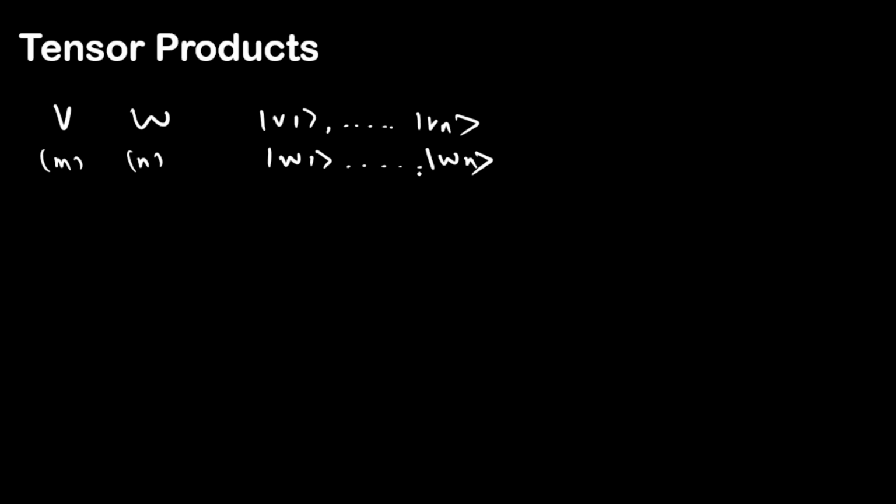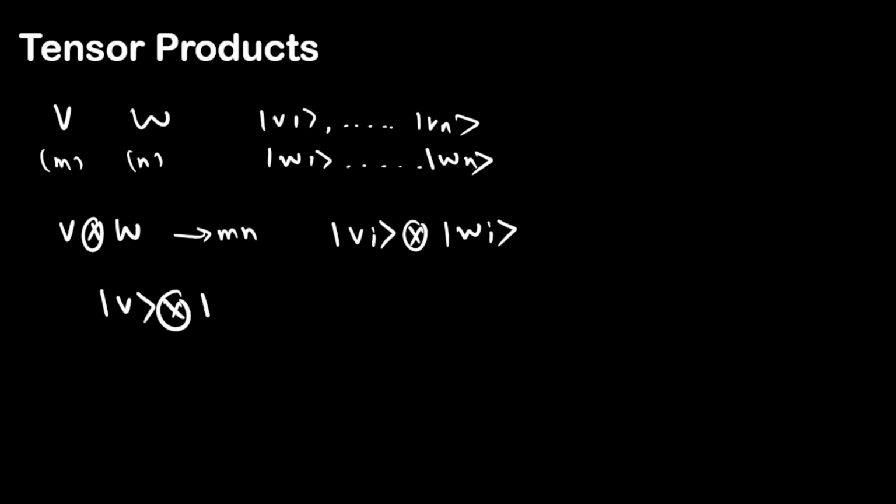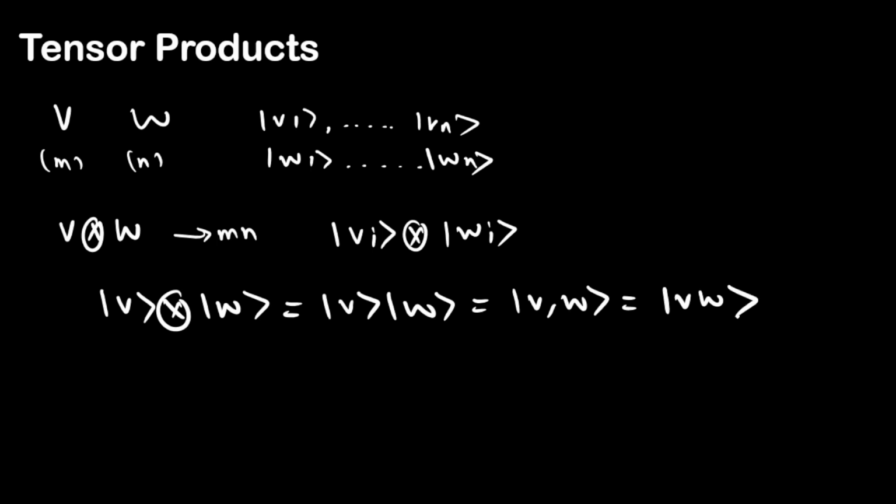The tensor product is a way of putting vector spaces together to form a larger vector space. Let V and W be an m-dimensional and an n-dimensional vector space with elements vi's and wi's. Then V tensor product W is an mn-dimensional vector space and the elements are vi tensor product wi. We can also write the tensor product V ⊗ W in another notation as |v⟩|w⟩ or |v, w⟩, or just simply |vw⟩. These all represent a tensor product operation.